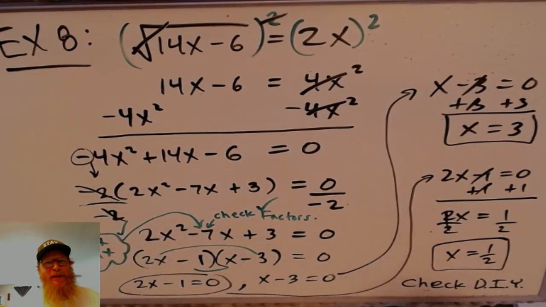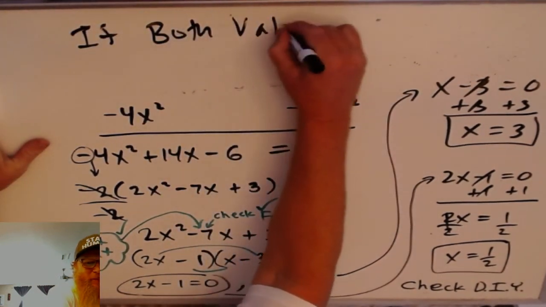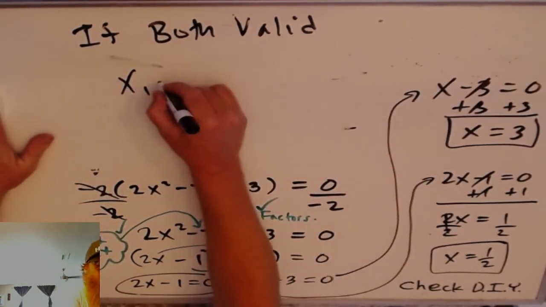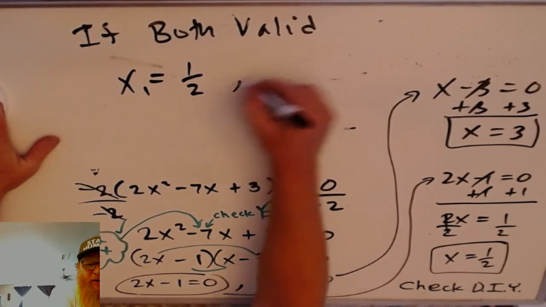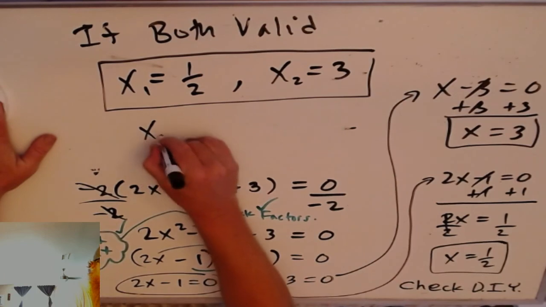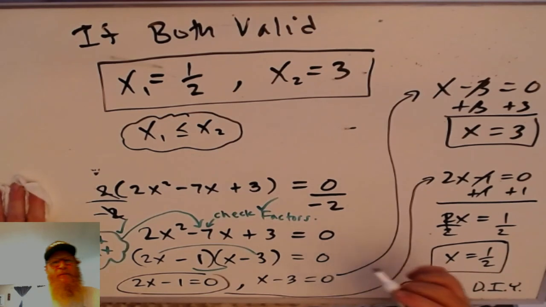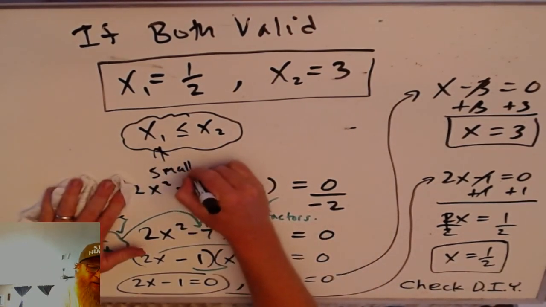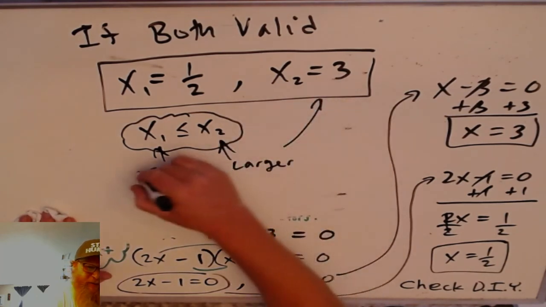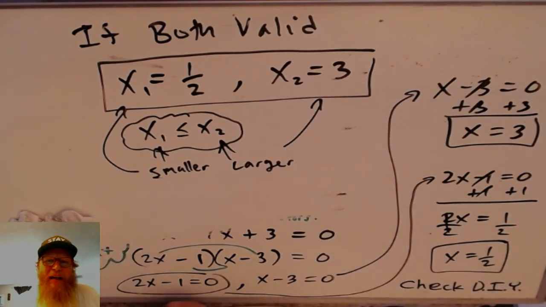Okay. So if they're both correct, they're both valid, I want you to list them. X1 is the smaller one, and X2 is the larger one. Yeah, so smaller one goes on the left, larger goes on the right. All right, so those are your 2 solutions. They are, in fact, valid.